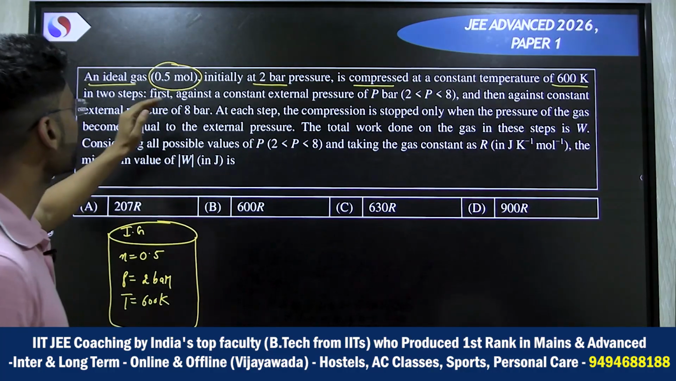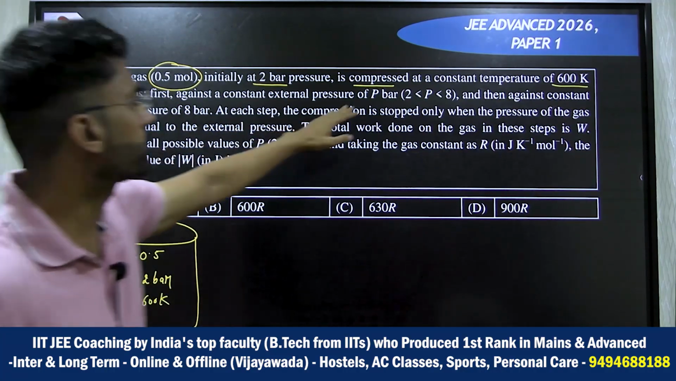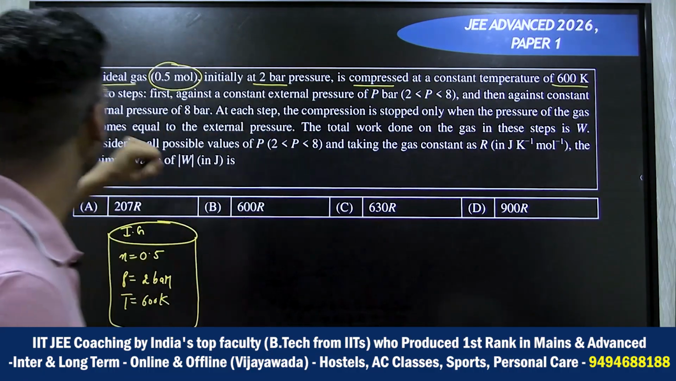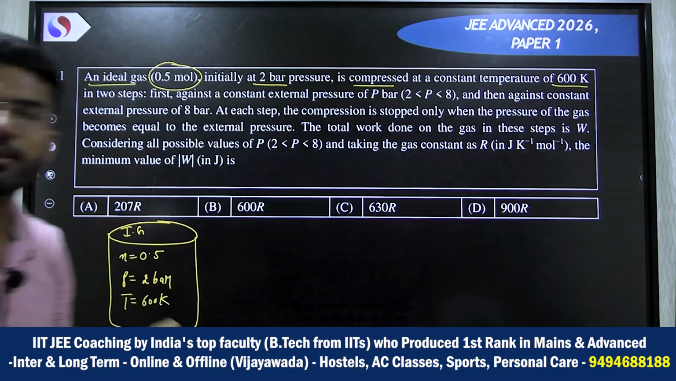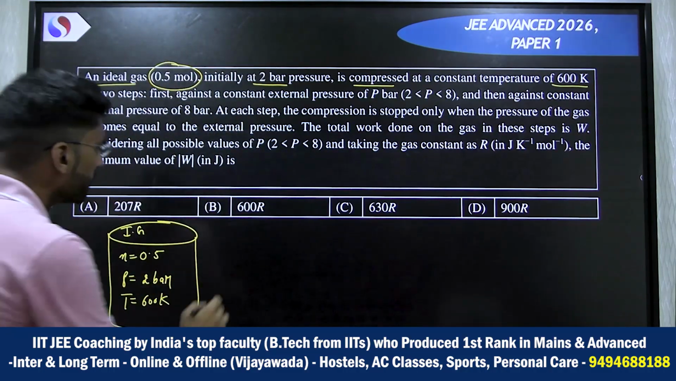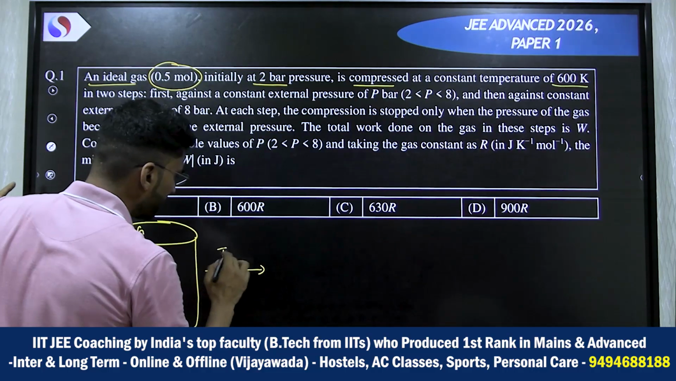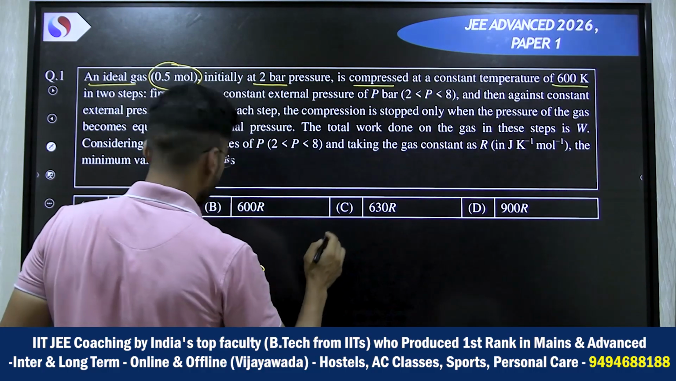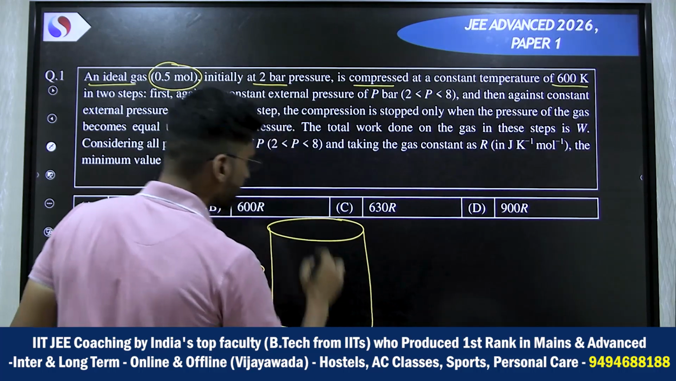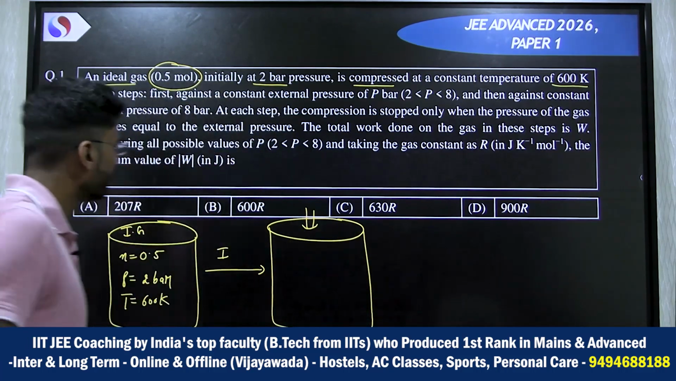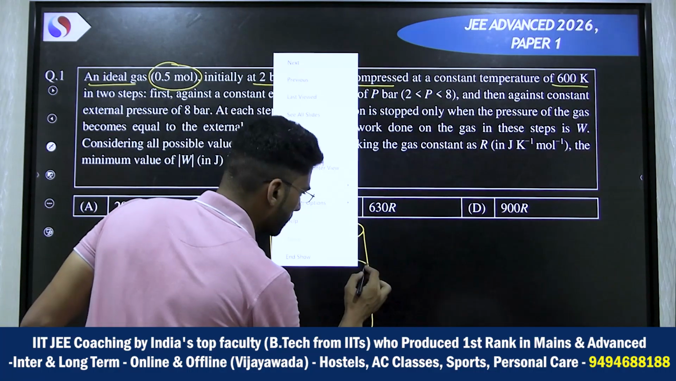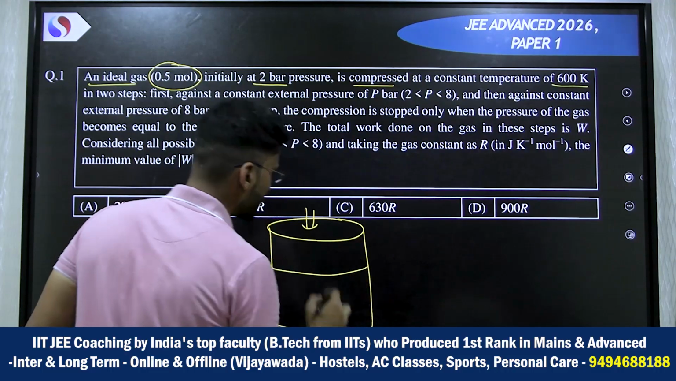In the first step, it is against a constant external pressure of P bar, which ranges from 2 to 8, and then against a constant external pressure of 8 bar. Okay, they did this compression in 2 different steps. So in the first step, let me write it down this way. Step number 1, they did the compression.